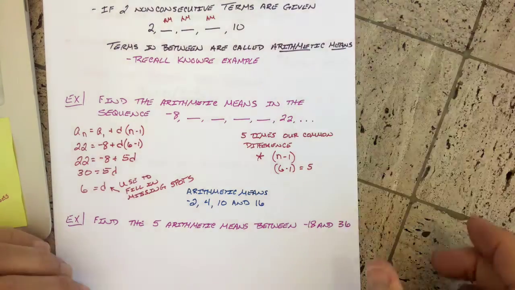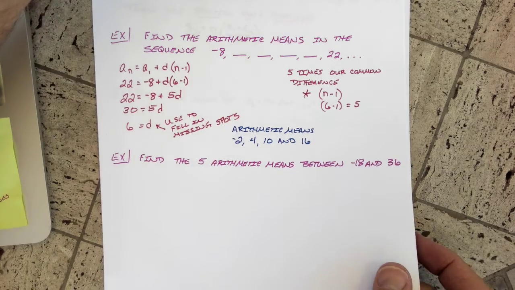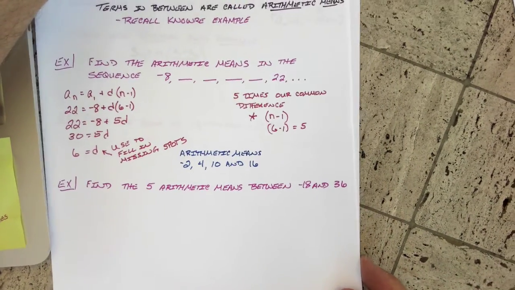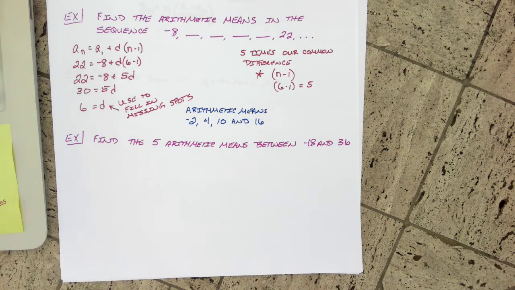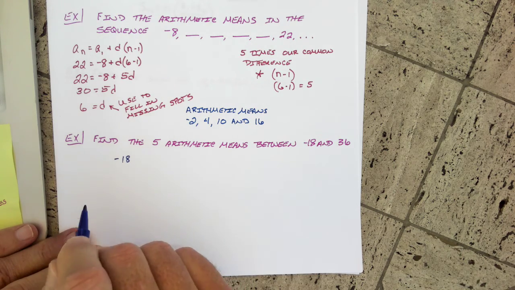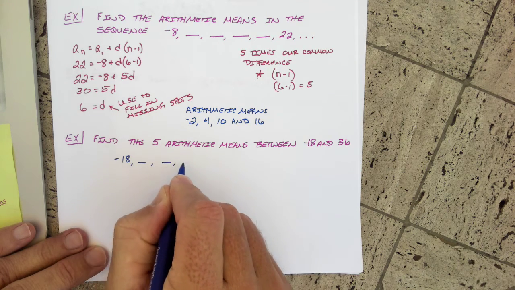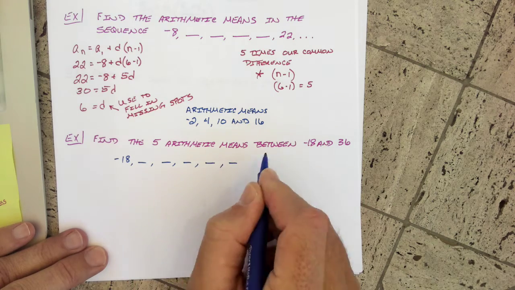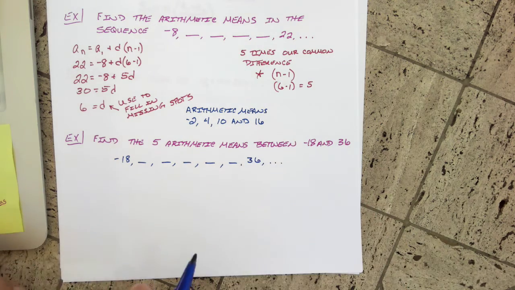All right, let's look at the next example, shall we? On this next one, again, worded a little bit different. Nothing crazy. Find the five arithmetic means between negative 18 and 36. Well, okay, if you want to write it out, go ahead and do so. We'll have negative 18, 1, 2, 3, 4, 5, and then 36, dot, dot, dot, as our sequence goes.